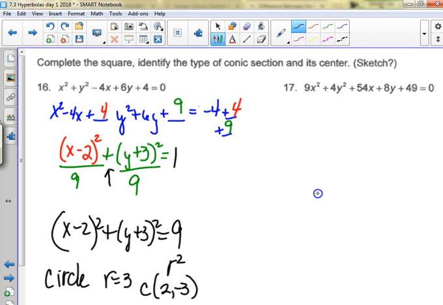Eccentricity. Right, eccentricity of a circle. Remember, how far apart are the two pieces of tape when I make a circle? 0 distance.